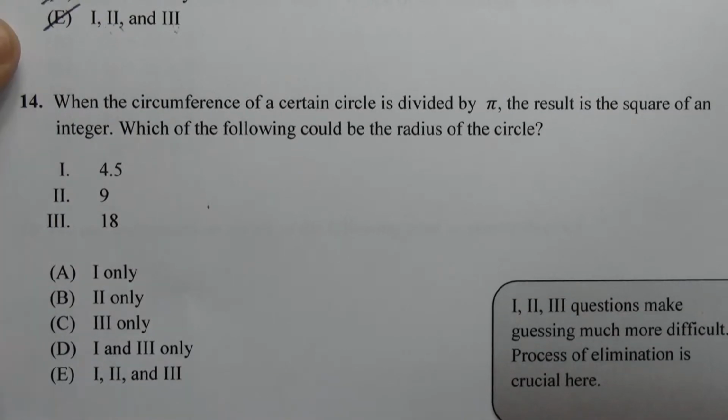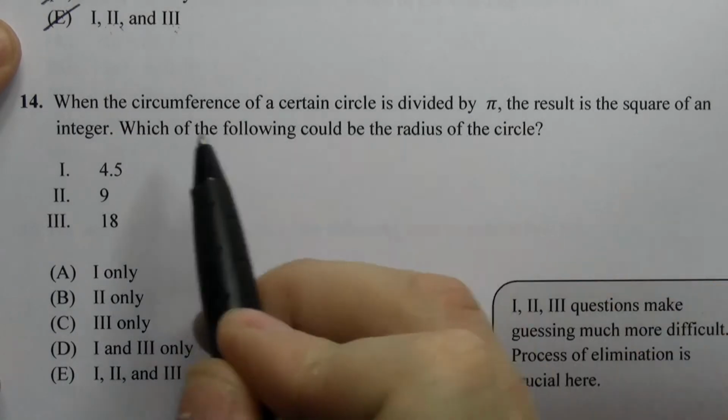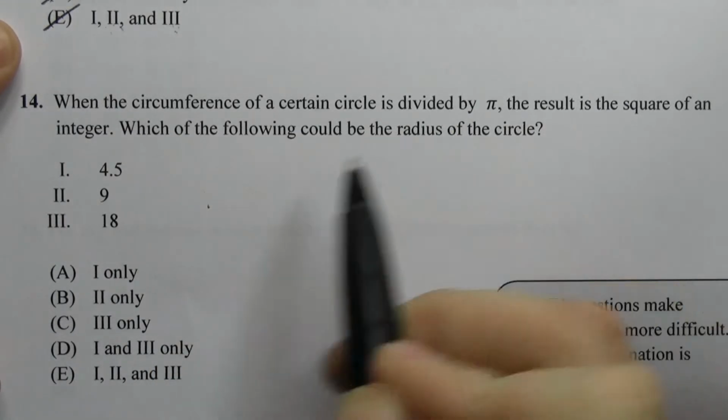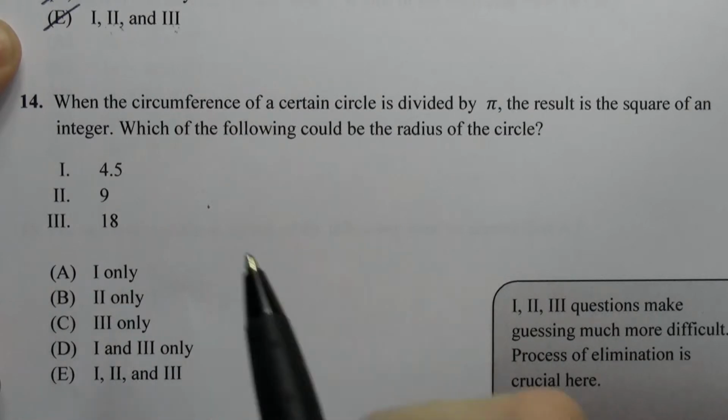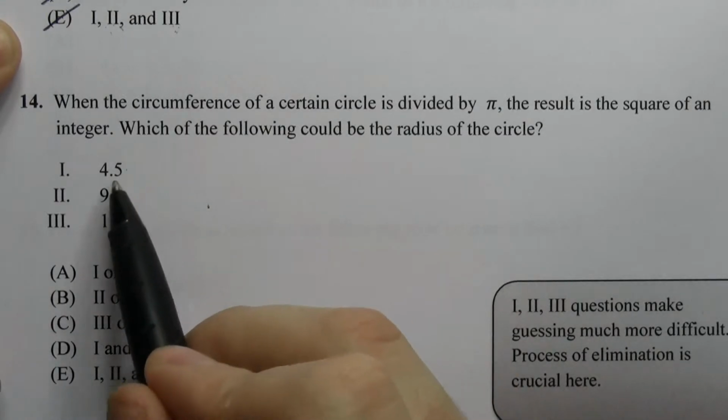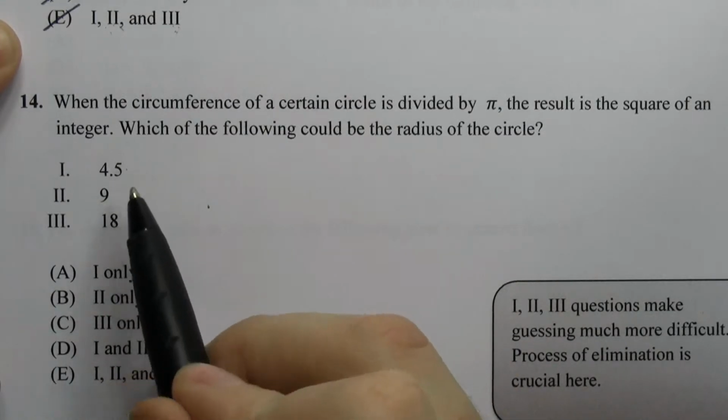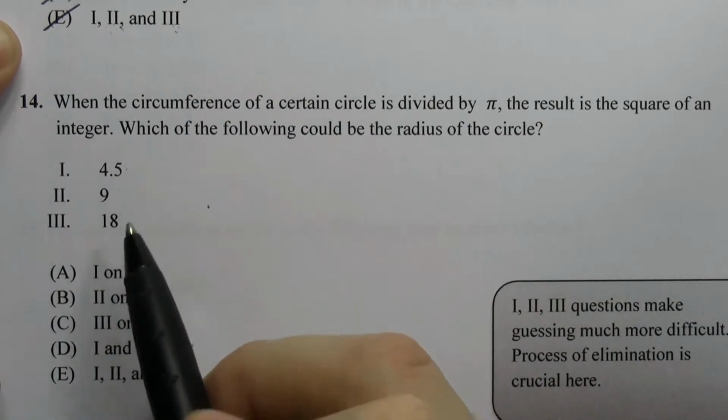When the circumference of a certain circle is divided by pi, the result is the square of an integer. Which of the following could be the radius of the circle? All right. So circumference is. Now this is a good instance of when you should actually actively use the answer choices and see if you can make them true by targeting each one.